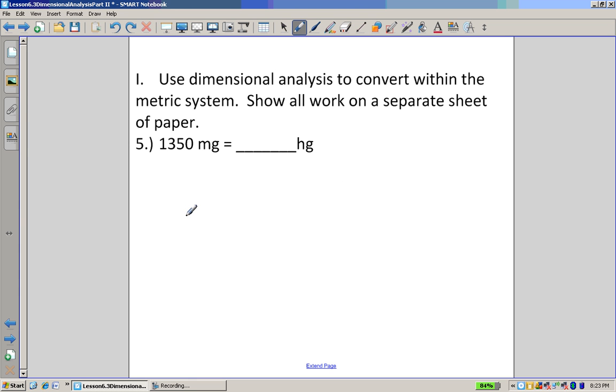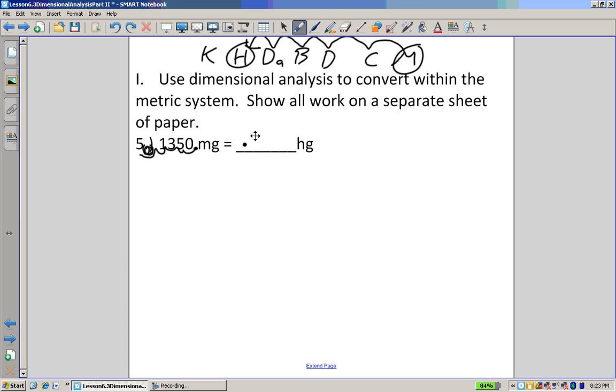Let's try again. Number 5. Same process. King Henry died, put an A with it, by drinking chocolate milk. We're going to go from milligrams to hectograms. So it's quite a jump here. 1, 2, 3, 4, 5 units to the left. So we're going to have to take the decimal point and move it 1, 2, 3, 4, 5, fill with a 0, to the left.